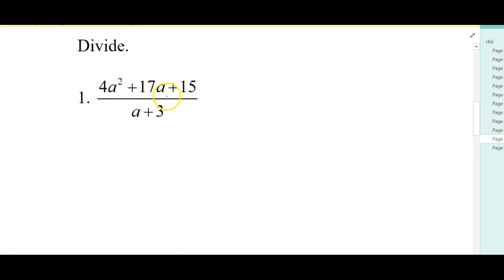Dividing 4a squared plus 17a plus 15 by a plus 3. So our a plus 3 goes on the outside. That's our divisor. And then we're dividing into 4a squared plus 17a plus 15.